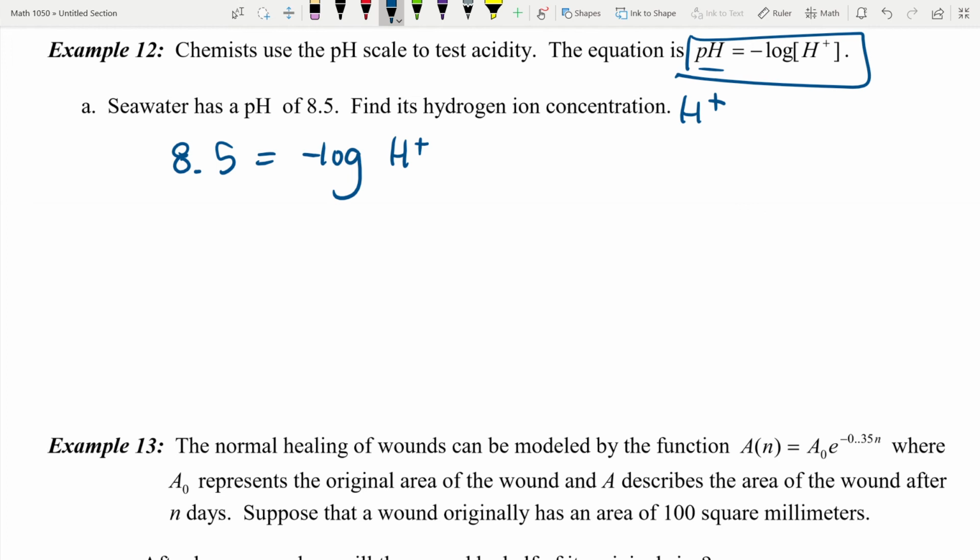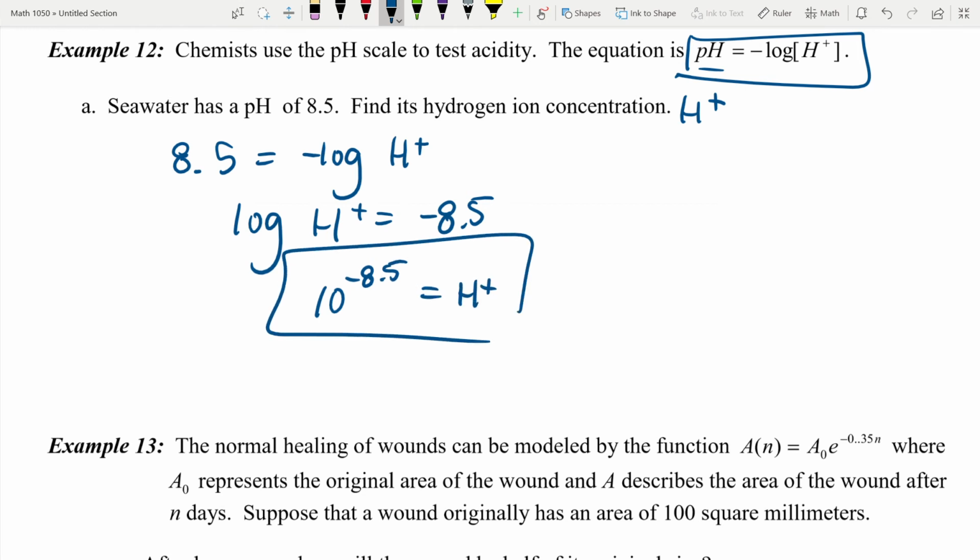Stop right here. This is so important. Are we stuck? We are not stuck. Why are we not stuck? Tell me. The negative log is not alone. So now I have log H+ equals negative 8.5. Right? Change both the signs. Now I convert it because now I am stuck. So 10 to the negative 8.5 is equal to H+, and we're going to leave it right there.